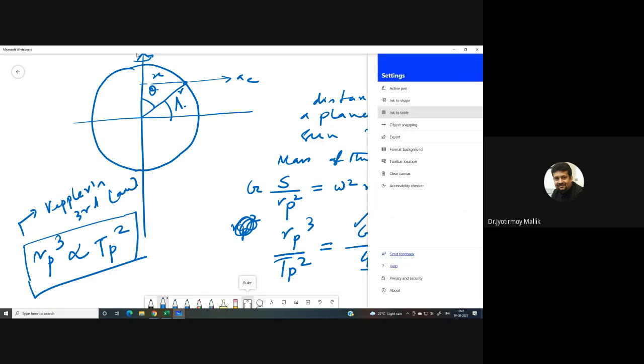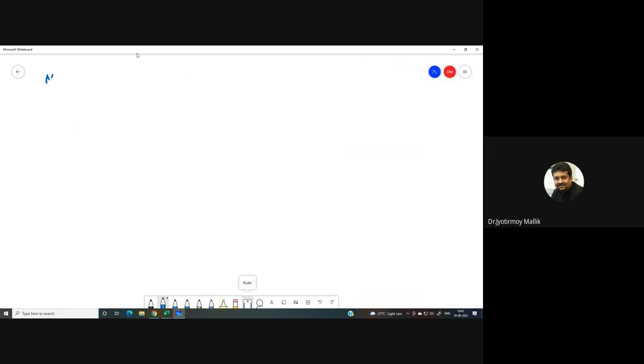Now let us just consider the moon from the earth with the same logic. Suppose here is my earth, and at a distance R_L, where L means lunar, here is my moon. The mass of the earth is E. So G E by R_L square will be equal to omega square L R_L. We can simplify this equation a little bit.